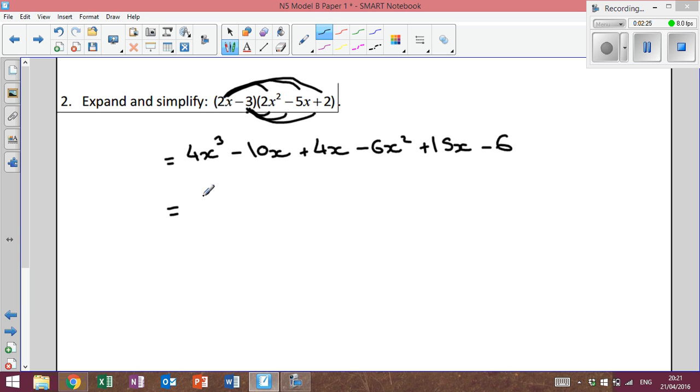So 4x cubed, no more cubes, so that's going to be fine there. This here, I made a mistake on, it should be minus 10x squared. So minus 10x squared minus 6x squared is minus 16x squared, plus 4x plus 15x is plus 19x, and then minus 6. So we're going to have 1 mark for the first three correct, which are now that I've fixed my mistake, 1 mark for the next three being correct, and then a third mark for collecting your like terms properly.